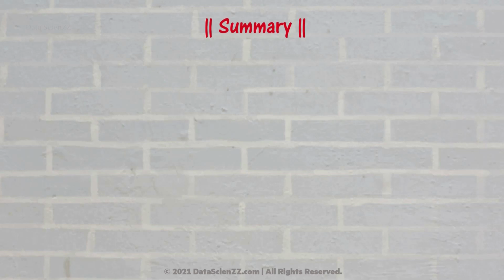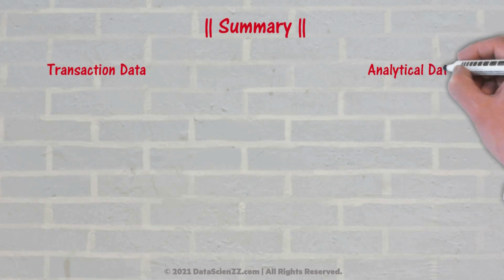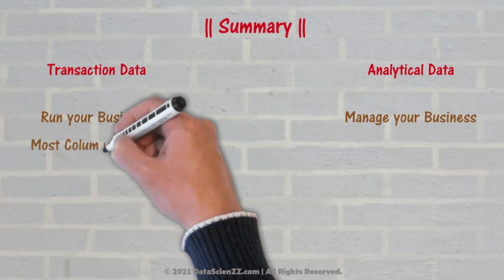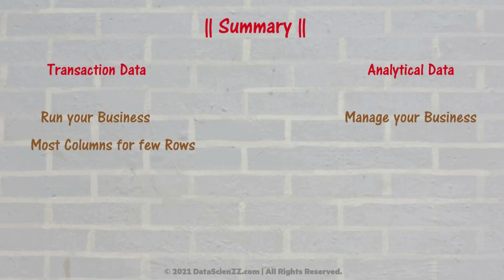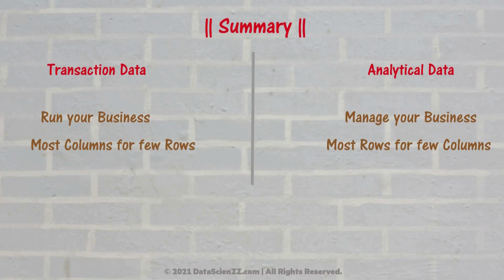There are two types of data in business. One is transaction data, and the other is analytical data. Transaction data is more to run your business, while analytical data is to manage your business better. Fundamentally, transaction systems are designed to fetch all columns for few rows, while analytical systems require all rows for few columns. Hence, the transaction database is not designed for analytical purposes, and vice versa. So, it makes every sense to handle them separately, specifically for large enterprises.